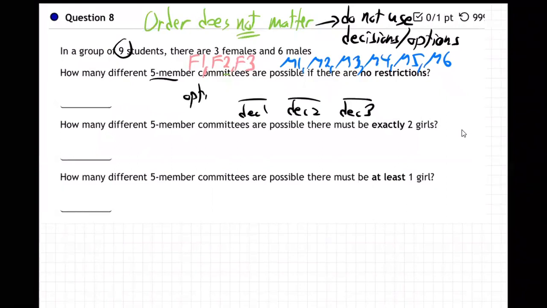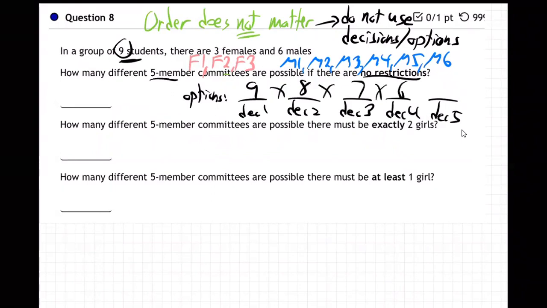You might just say, okay, look, I've just got to pick five committee members. I got to make 5 decisions, right? And I got nine total people. It says no restrictions. So there's 9 people, and then 8 people, and then 7, and then 6, and then 5. No. Don't do that. That's not right. When you do that, you're making the order matter, and it doesn't, right? It doesn't matter who's first or second.